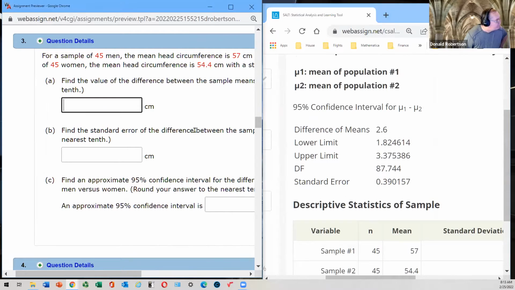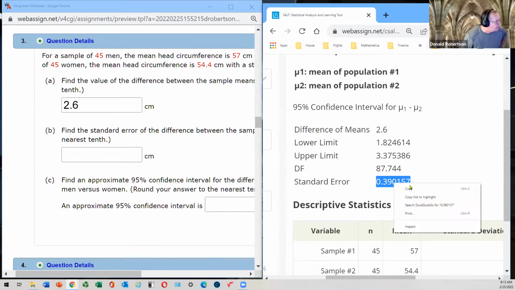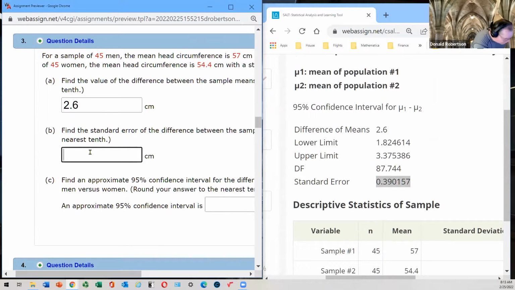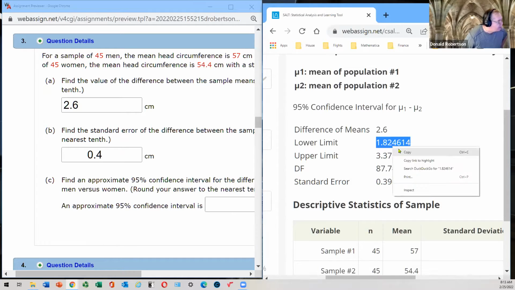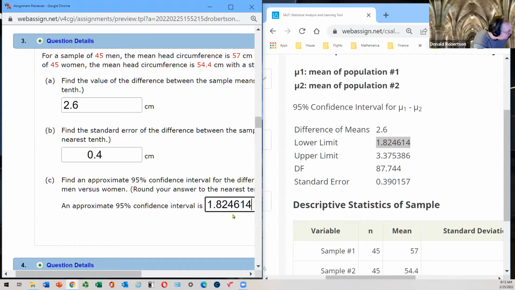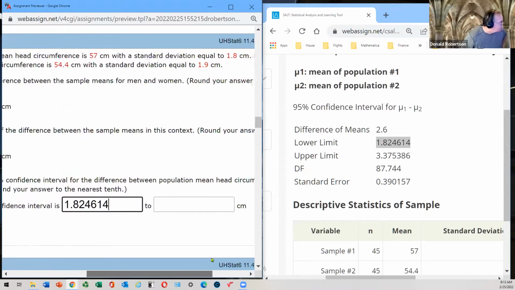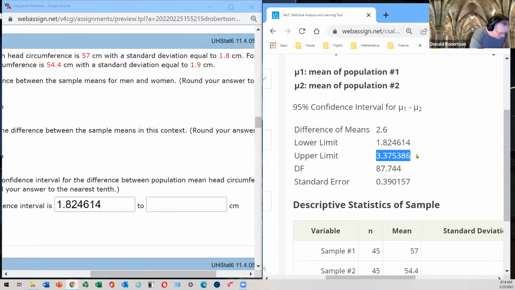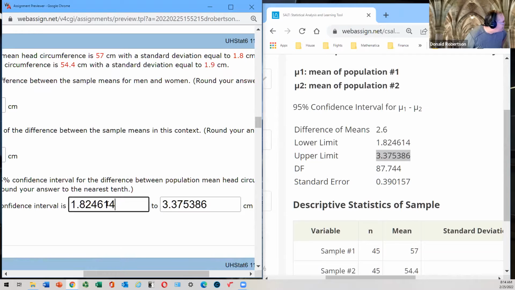So find the difference, 2.6. There we go. Standard error, that guy. To the nearest tenth, so that's 0.4. 95% confidence, that guy to that guy. Rounded off to the nearest tenth.